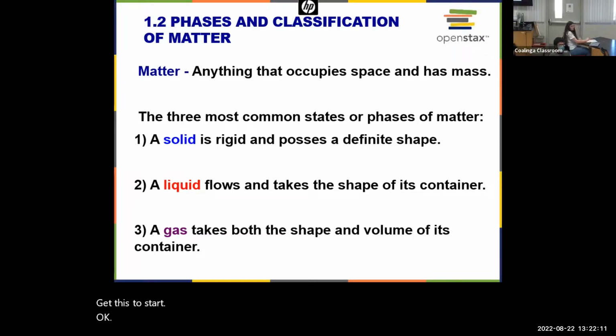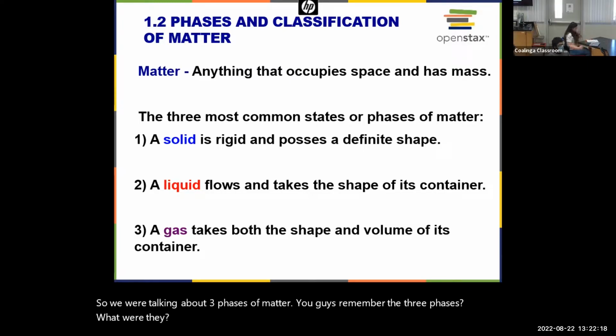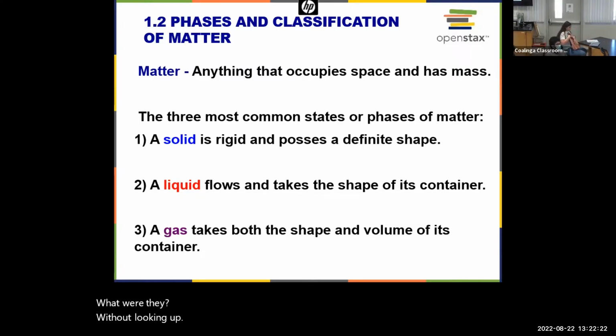Okay. So we were talking about the 3 phases of matter. You guys remember the 3 phases? What were they? Without looking up there, I know they're out there. Gas, solid, liquid, and in some cases plasma. So we have gas, solid, liquid, and our 4th phase is plasma.